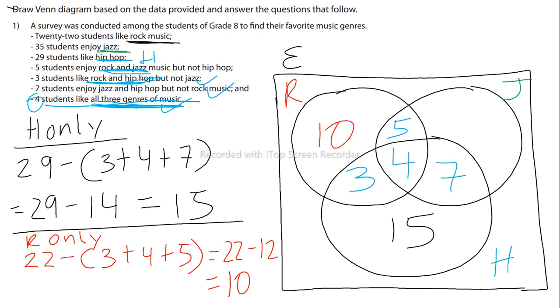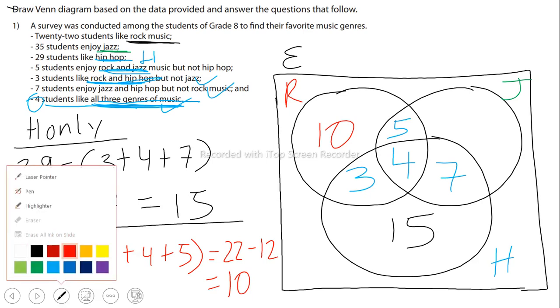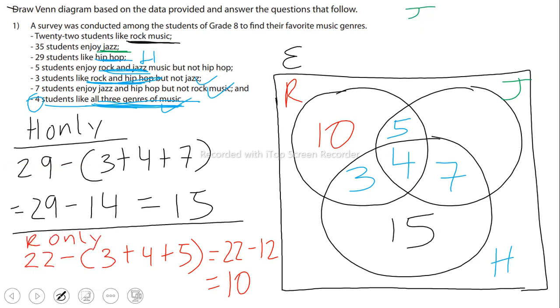Alright, so the last one is J only. And for J only, we know that all of this for J is supposed to add up to what? This is jazz. 35. Because they say 35 students enjoy jazz. Okay, so all of this is supposed to give us 35, because again they say 35 students enjoy jazz.